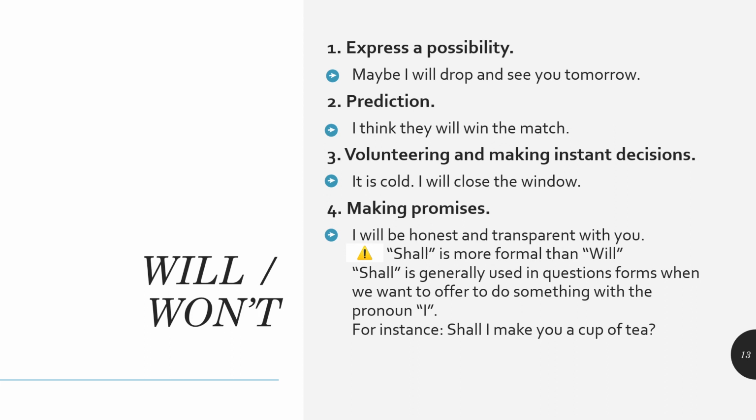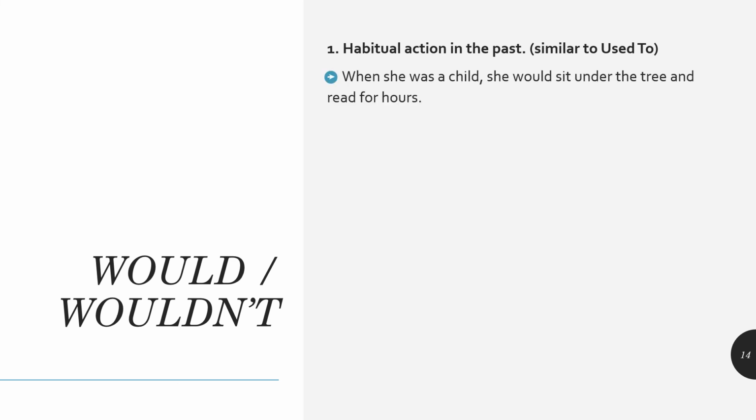Shall is more formal than will. Shall is generally used in question forms when we want to offer to do something with the pronoun I. For instance, shall I make you a cup of tea? And the last modal verb is would and wouldn't, which is the negative form of would. We use would for habitual actions in the past, and would is similar to used to, which speaks about actions which happened in the past but do not happen again in the present or the future. When she was a child, she would sit under the tree and read for hours.